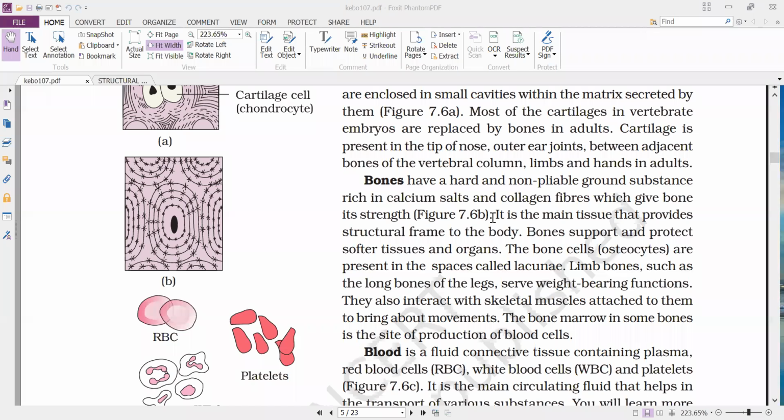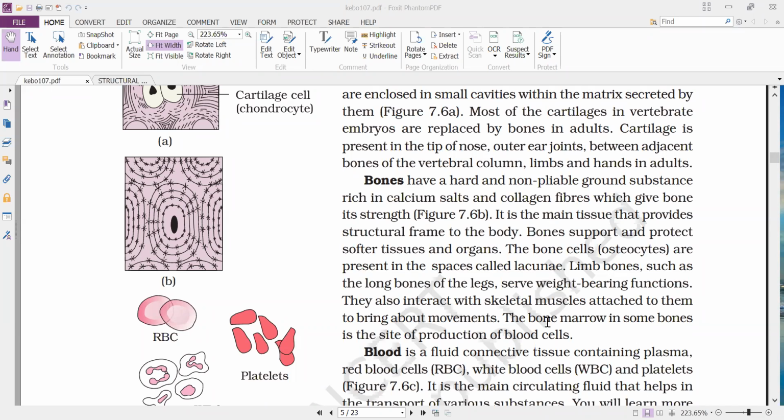We are able to move our hand, our legs, the tongue, and the head. Whatever body part we are able to move by ourselves consciously, it is because the bones are attached with the skeletal muscles. They interact with the skeletal muscles attached to them to bring about the movements.